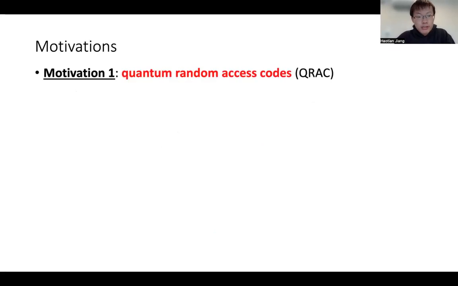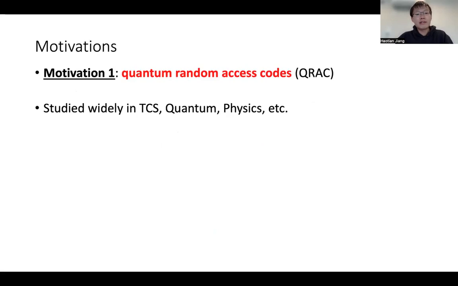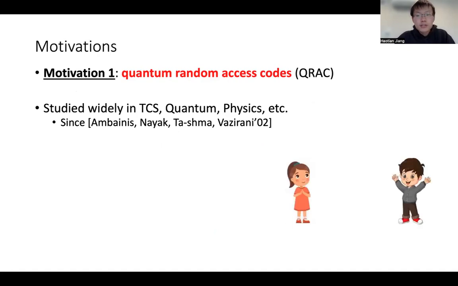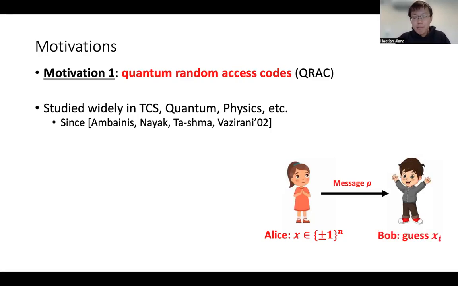The first motivation is what is called a quantum random access code, studied widely in TCS, quantum physics, etc., since the seminal work by Ambainis, Nayak, Ta-Shma, and Vazirani in 2002. The setting is the following. We have Alice and Bob, and Alice holds a string of plus or minus ones. She wants to send a quantum message rho to Bob. Upon receiving the message rho, an adversary comes and says, hey Bob, guess what is xi? And Bob wants to guess xi correctly with as high probability as possible.